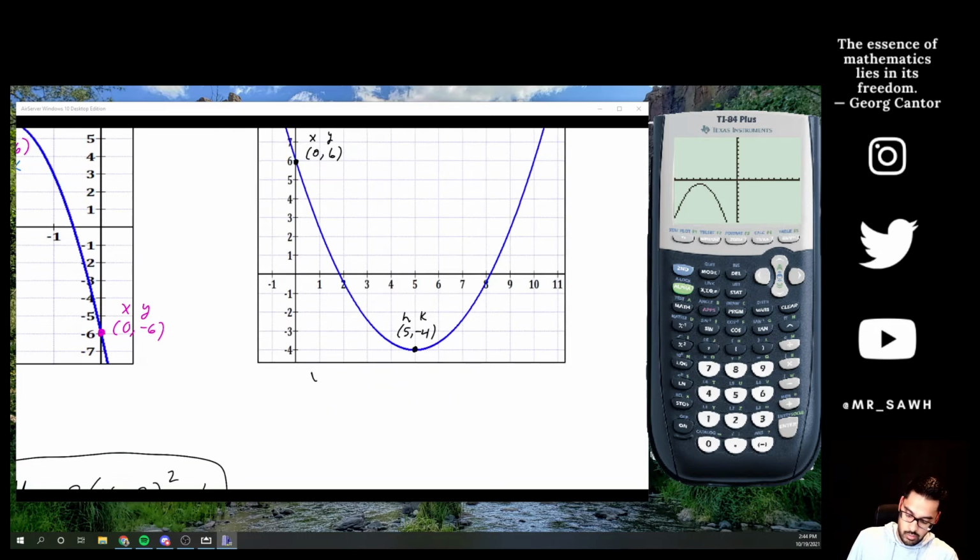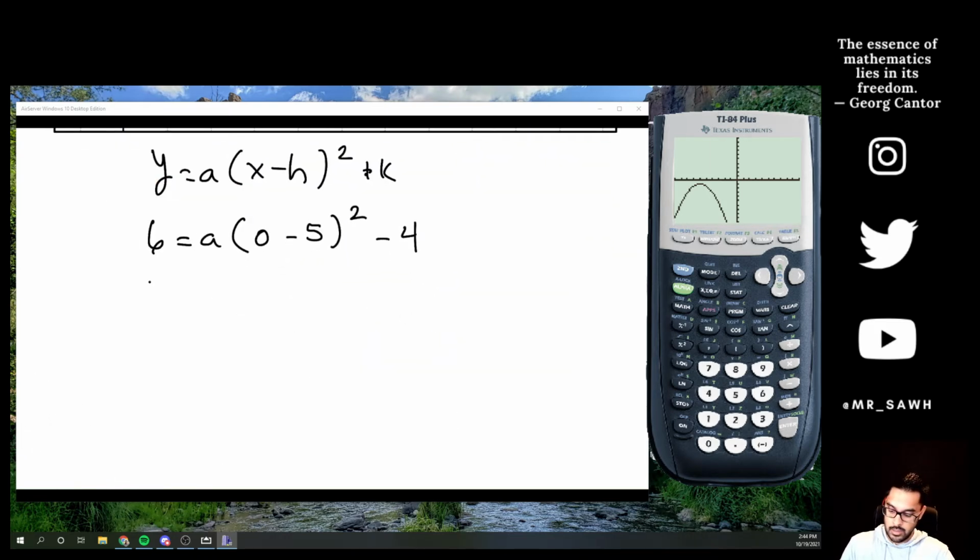So same formula. y = a(x - h)² + k. And again, h and k tell you your vertex coordinates. x and y are just some other point. So plug everything in. So 6 is going to equal a, x is 0, minus h squared, minus 4. Okay, so I've got everything where it's supposed to be, and then we're just going to simplify to get our final answer for a. So 6 is equal to a, that works out to be negative 5 squared. The minus 4 is still there, so we'll simplify that set of brackets for 25a minus 4.